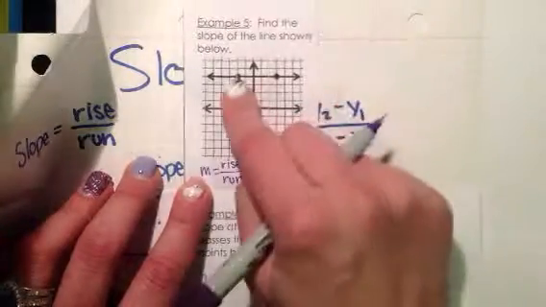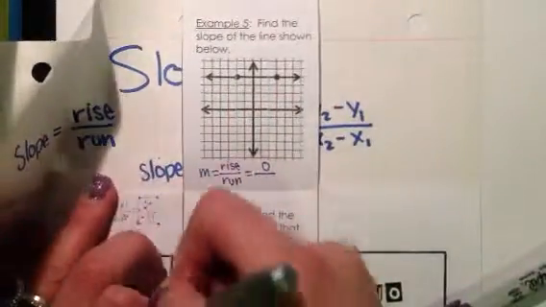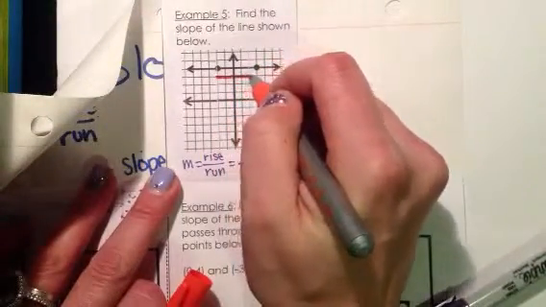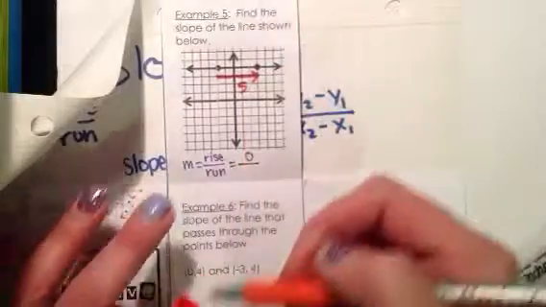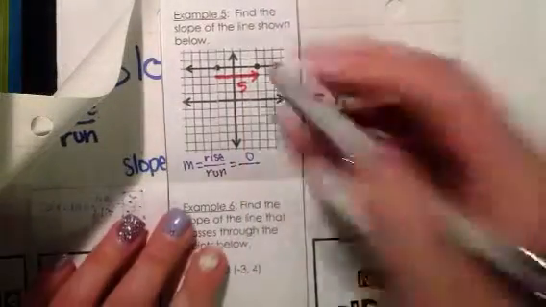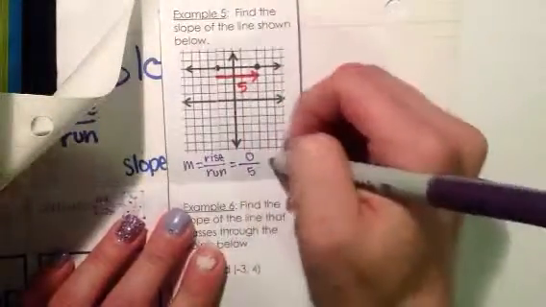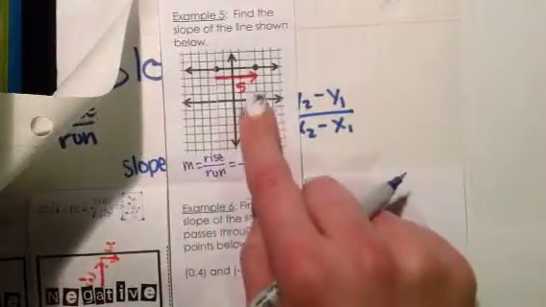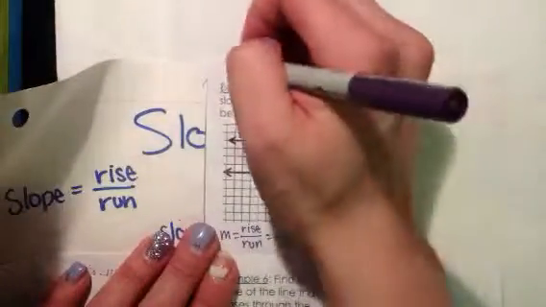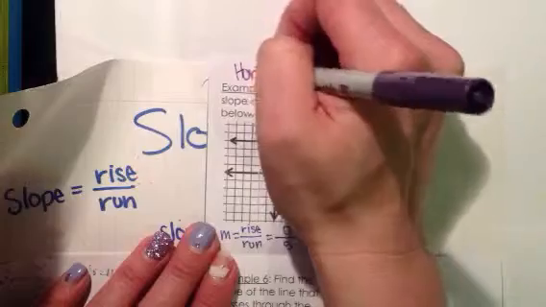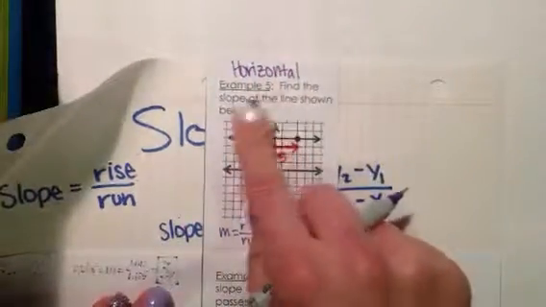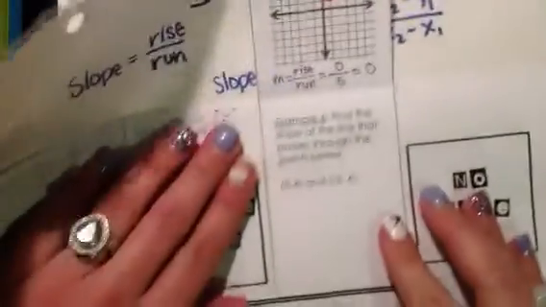My run, to get from here to here, I have to go to the right. 1, 2, 3, 4, 5. So my run is 5. Well, 0 divided by 5 is just 0. So our slope is 0. What kind of line is this too, by the way? This is a horizontal line. So if you have a 0 slope, you need to remember that you have a horizontal line.